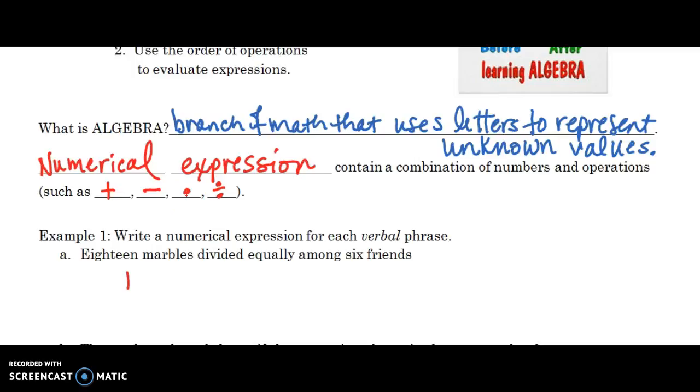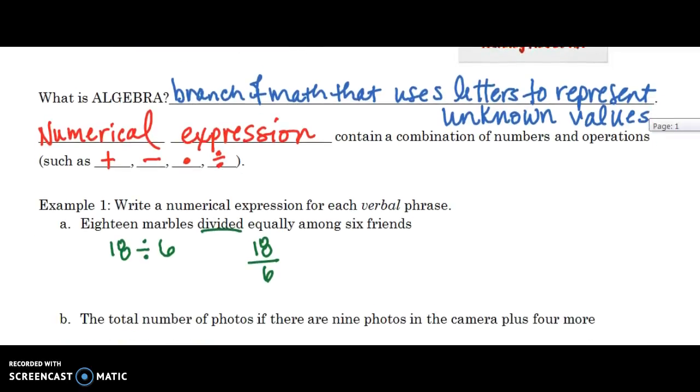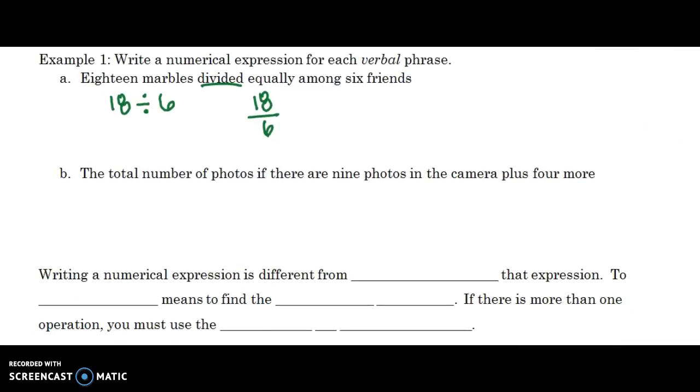So our first problem that we encounter here is given to us in words. Write a numerical expression for this verbal phrase. 18 marbles divided equally among 6 friends. So our expression is 18 marbles divided equally among 6 friends. And that is all they're asking you to do, is to set up the problem. Some of you may have written 18 divided by 6. That's my preferred method. Now we all know that each friend gets 3 marbles, but they're not asking us to solve the problem. We're just writing the expression.